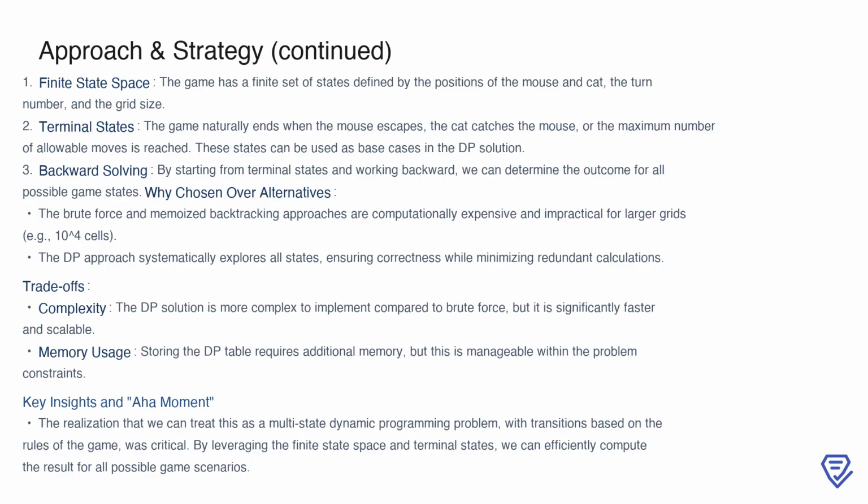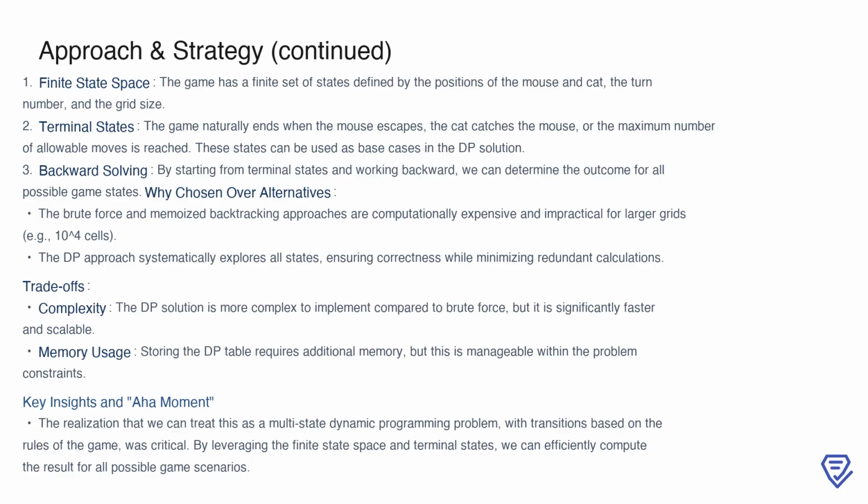The game naturally concludes in terminal states, such as when the mouse escapes, the cat catches the mouse, or the maximum number of moves is reached. These terminal states act as the foundation for the DP solution. By working backward from these terminal states, we can determine the outcome for all possible game scenarios. This backward solving technique ensures correctness while avoiding unnecessary computations.